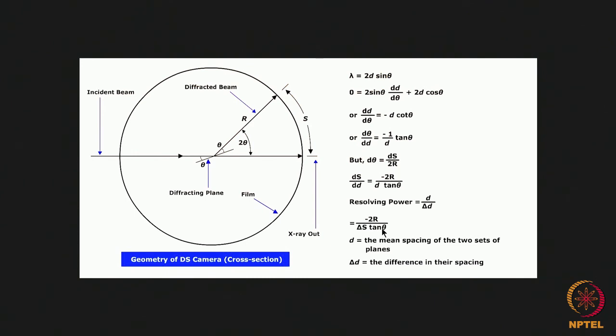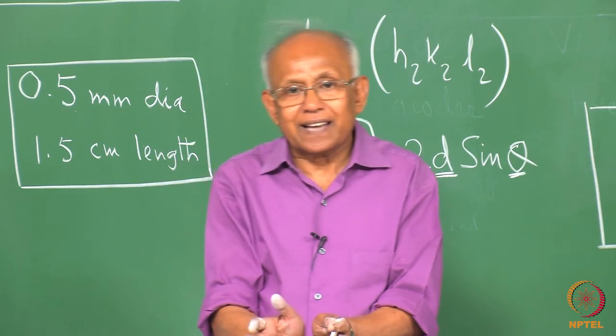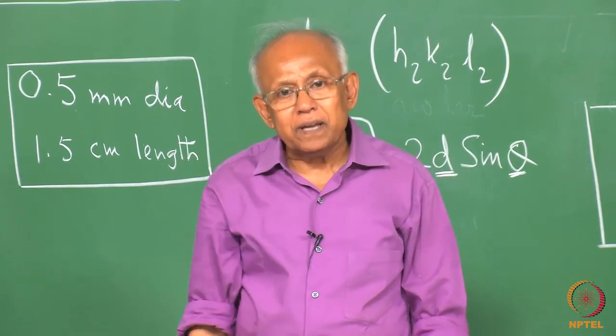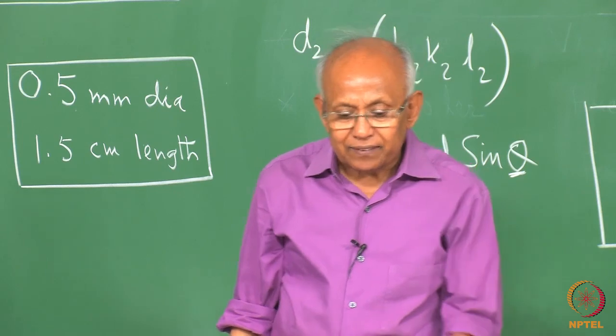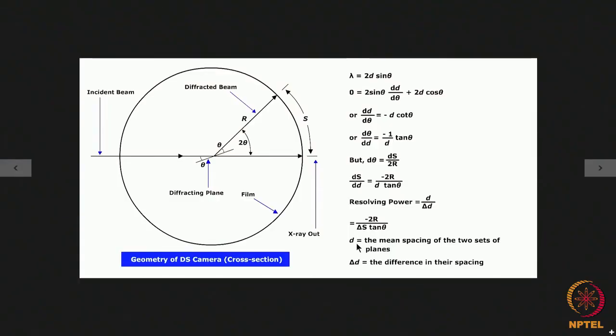So, how do you increase the resolving power? The resolving power can be increased by increasing r. Please remember the negative value here does not have any meaning at all. That means the bigger the diameter of the cylindrical camera, the better the resolution. This is what we find in the case of a Debye-Scherrer camera. Again, we know that d is the mean spacing of the two sets of planes, and delta d is the difference in their spacing.